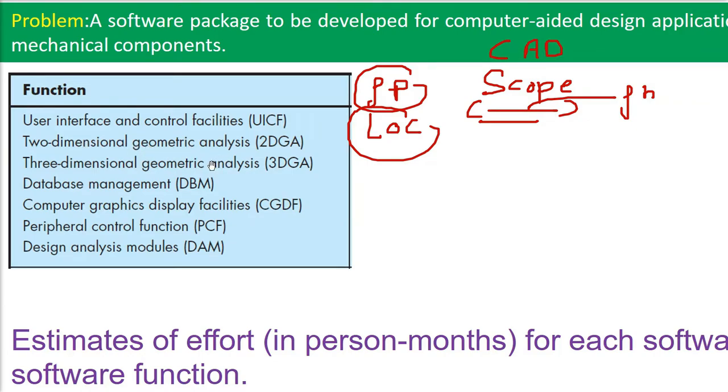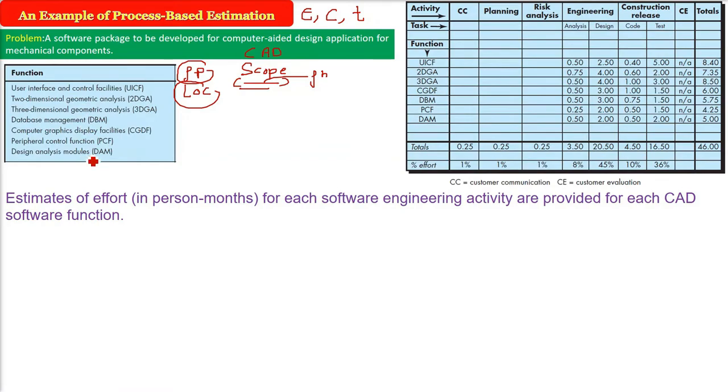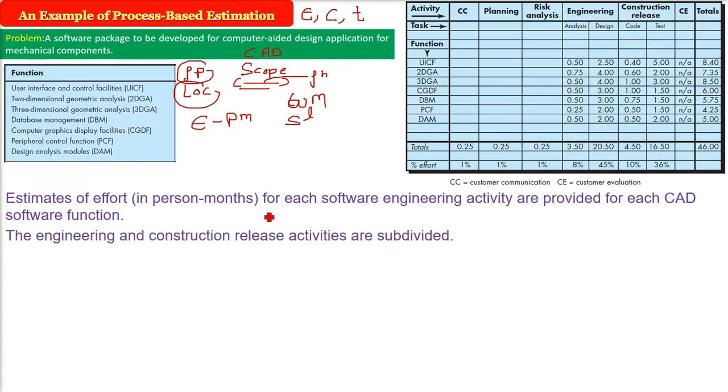For example, 2D geometric analysis, 3D geometric analysis, database management will be a part, user interface and user interaction will be a part. Then there will be various peripheral devices like the plotter, printer, laser printer, joystick, mouse, many of these. So we try to find out the main functions so that we can divide the work. Now, for each software engineering activity, an estimate of effort in person-months is provided for this CAD software function, whether you are taking the waterfall model or the spiral model or any of them.